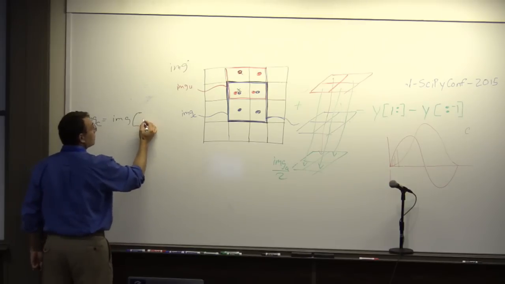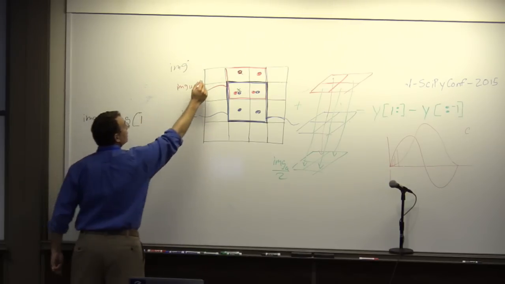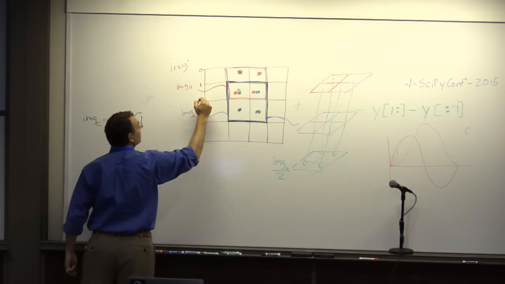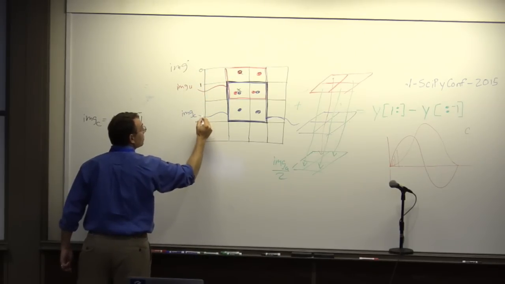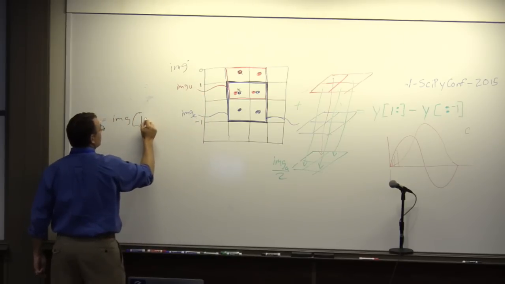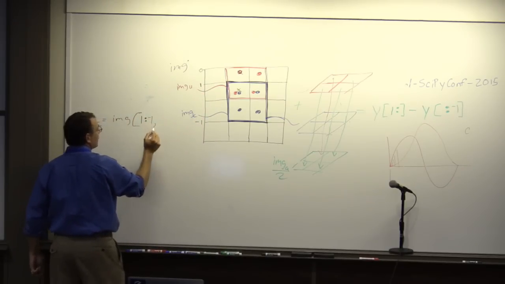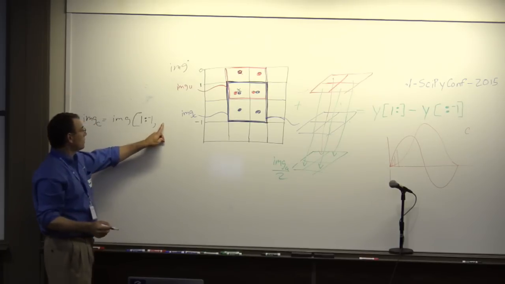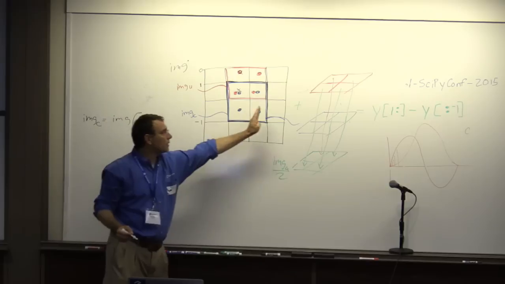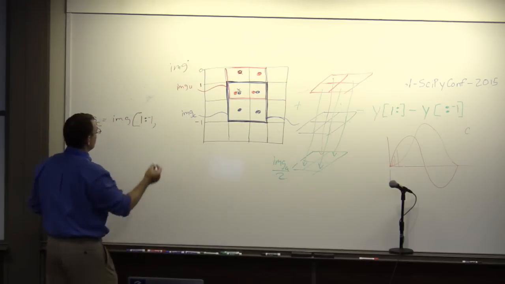1 minus 1, the first slice. The first slice is going to be starting at the index 0, 1, and then the minus 1. So that's going to be in rows. We're going to go colon 1 to negative 1, exactly. How about in columns? This way. Same thing.